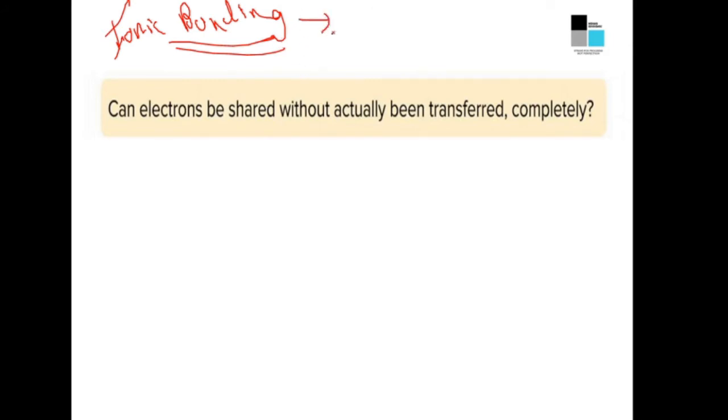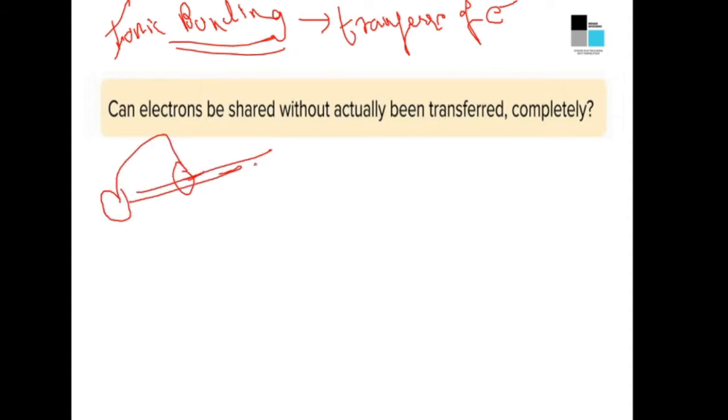In this particular bonding, there is a transfer of electrons. In ionic bonding, a transfer of electron takes place from one atom to another atom. Now, the question is whether we will be able to share electrons without transferring them. We are not transferring the electrons, but we are sharing the electrons. So, are we able to share the electrons without transferring them is the question.